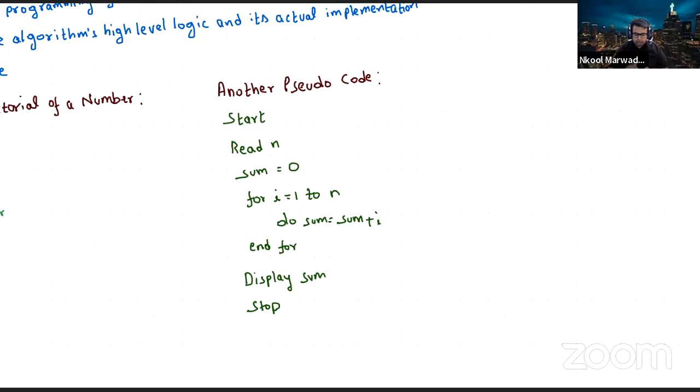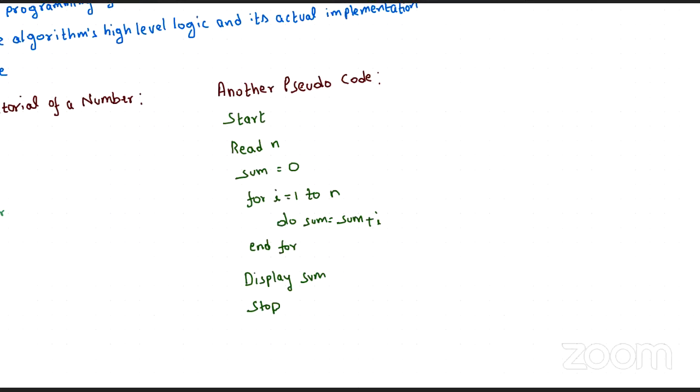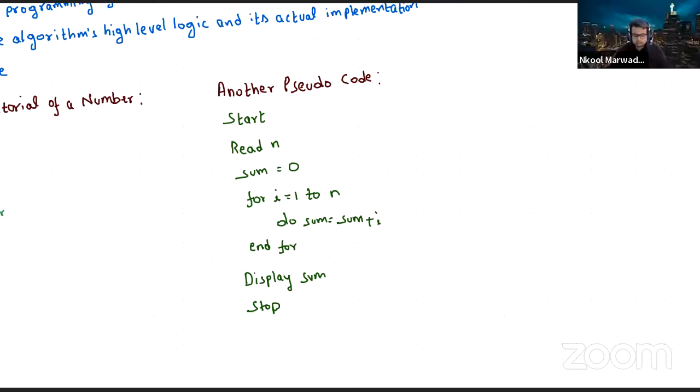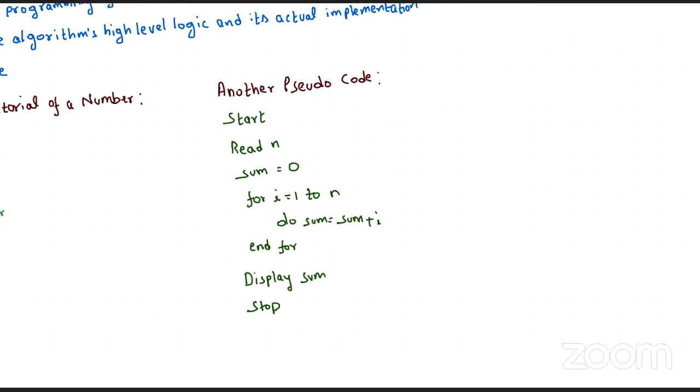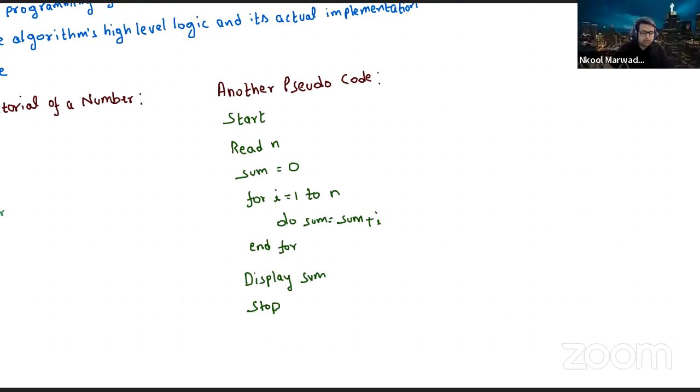So are you able to find what it is doing? Sir, is this showing the sum of numbers that we are taking as input from 1 to n, which is the input we are getting? No, so be precise.